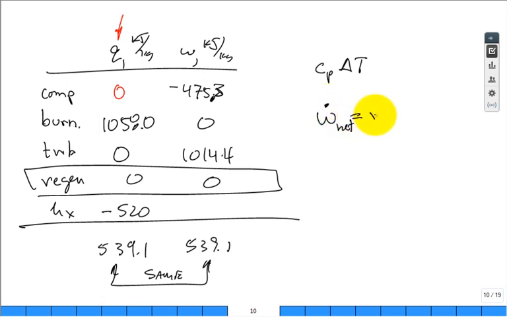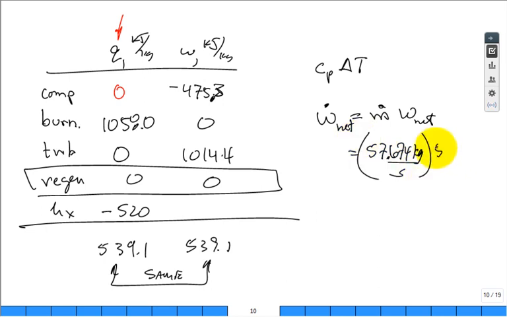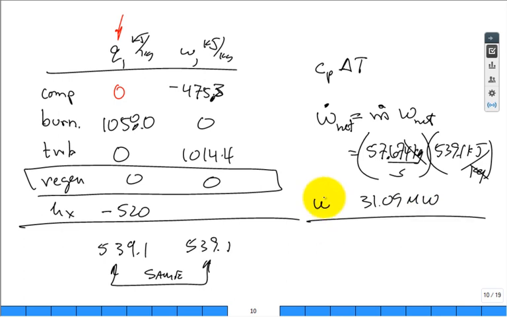Now we can calculate what is the net power out of the cycle. Isn't that mass flow rate times the net work? Mass flow rate was almost 60. It was 57.674 kilograms per second. And you have 539.1 kilojoules per kilogram, giving us kilowatts or megawatts. And so that comes in at 31.09 megawatts. For W dot net, box it.